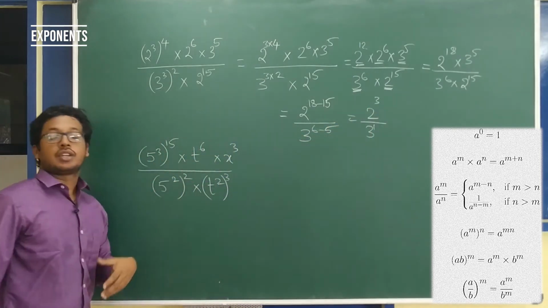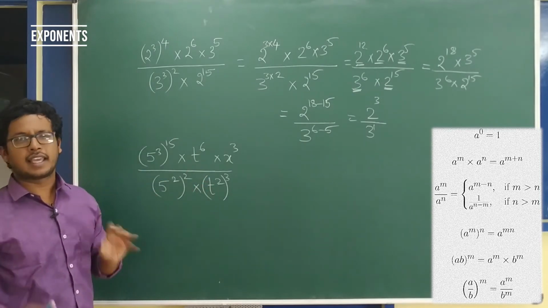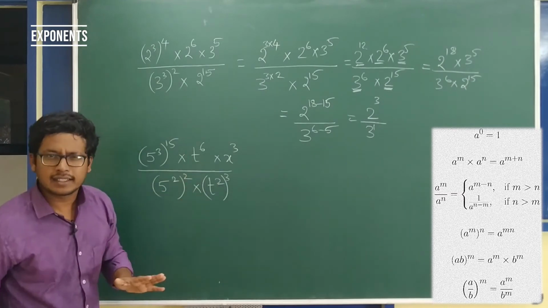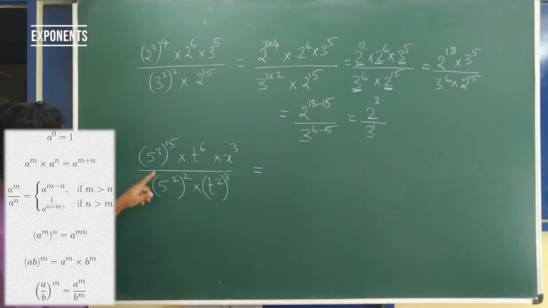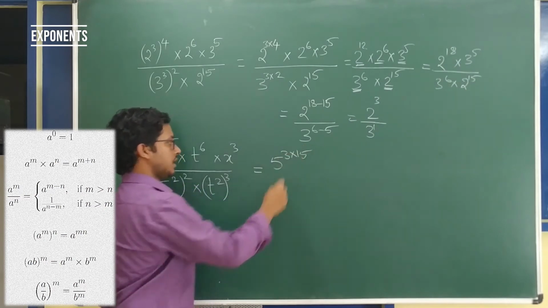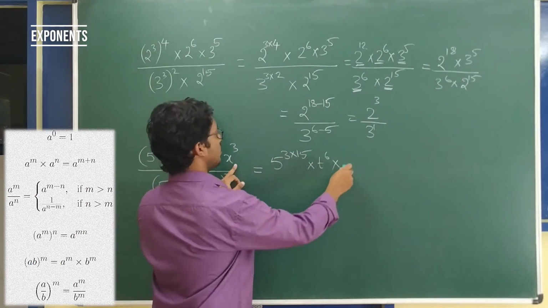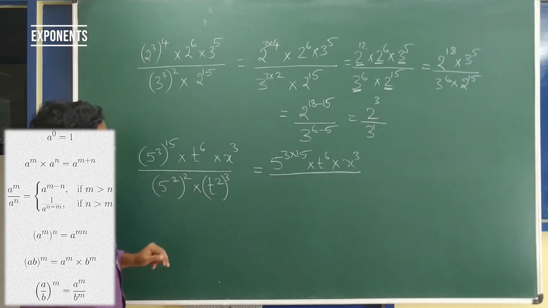So let's see this one. Here I have included some algebraic terms as well. Nothing complicated, same thing. In the place of 2, 3 or 4, I have put t and x. Exactly the same thing, nothing differs. Okay, again let's solve. So 5 raised to 3 whole raised to 15 can be written as 5 raised to 3 into 15. Correct? Into t raised to 6 as it is, into x raised to 3 as it is, divided by 5 raised to 2 into 2.